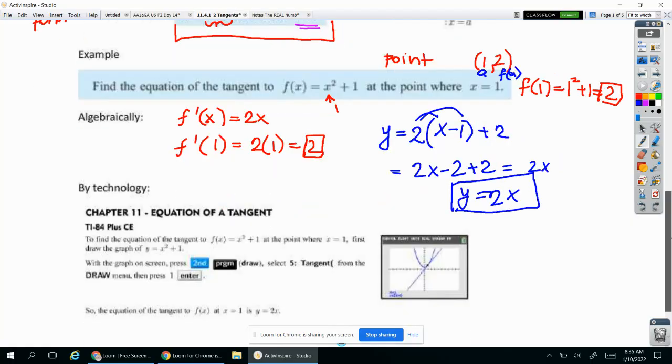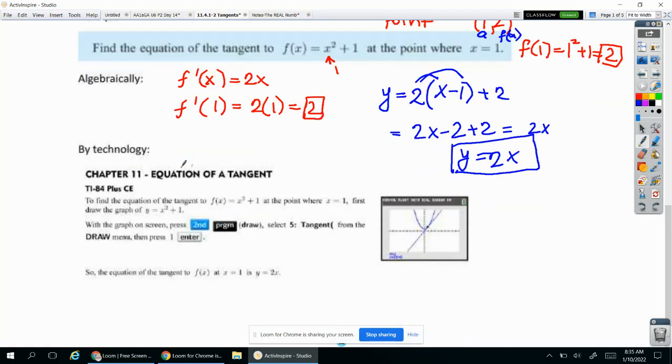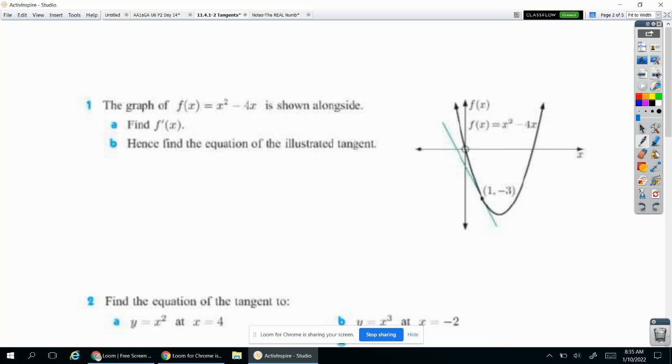Now, let's look at here. Our notes are telling us how to use a calculator to find the equation of the tangent. So you can read the instructions and try to do that on your TI-84. Let's do a couple of more examples.